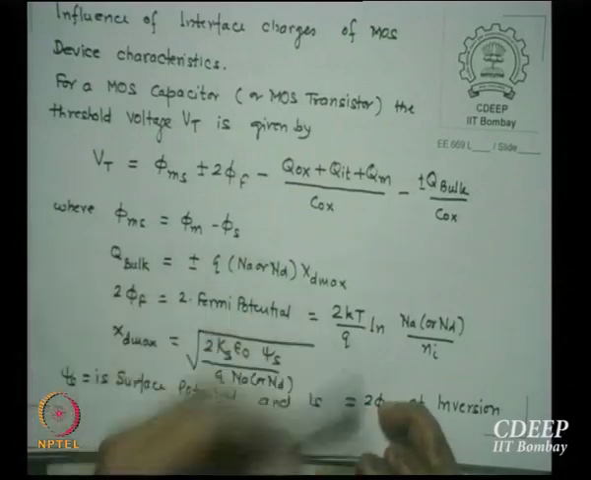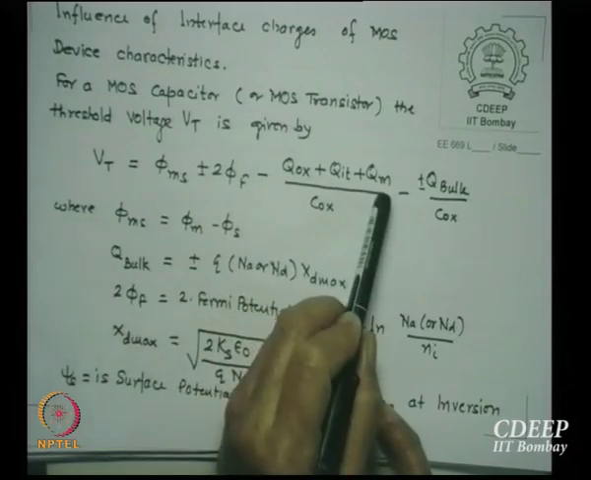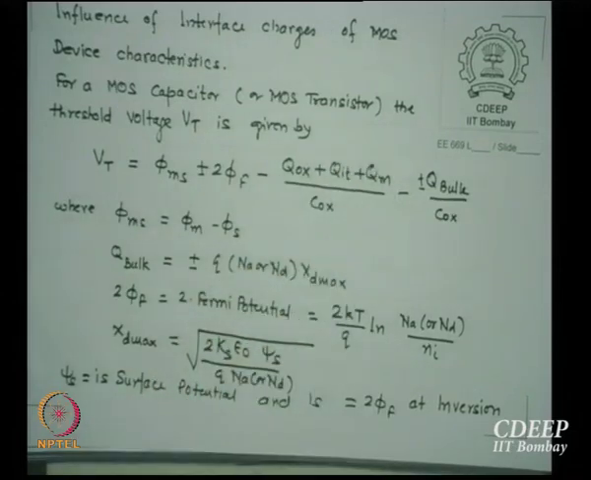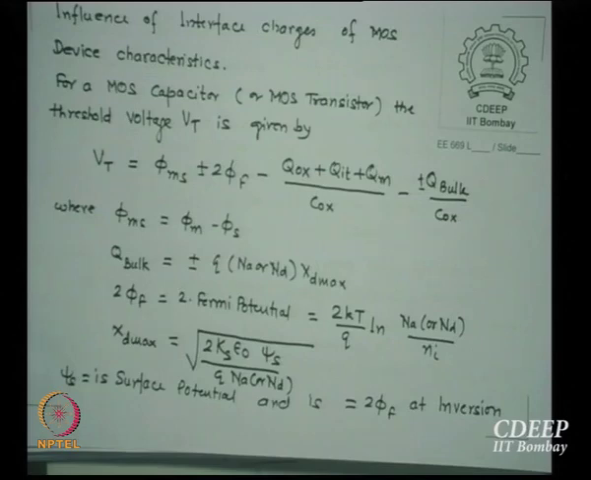Is that okay? So I am interested in DIT for control on VT and control on mobility, and therefore I am worried. I already said, now forget about all this. VT depends on fixed charges, interface charges, and mobile charges. All three are actually coming into the VT term. So any one of them can hurt you. Of course, sodium can be easily removed, much of it, if you take super clean systems. Fixed charges, by technology, by the proper oxidation process you follow, QOX can be minimized.